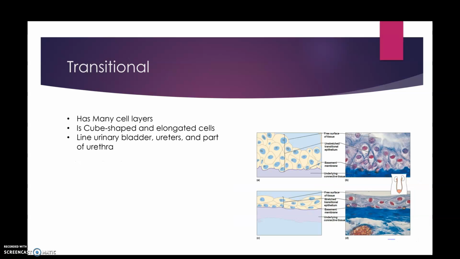And lastly, transitional. Transitional has many cell layers. It is cube-shaped and elongated. It also lines the urinary bladder, uterus, and part of the urethra.